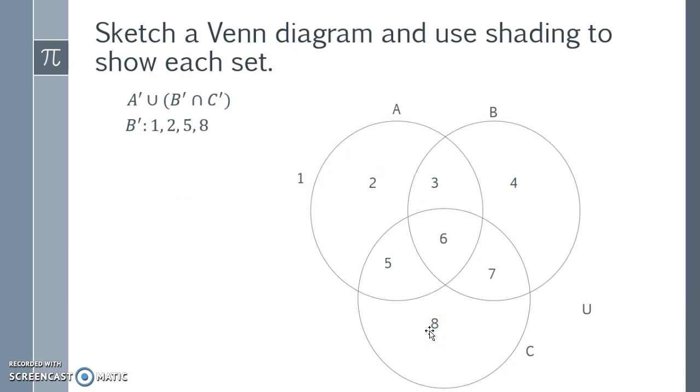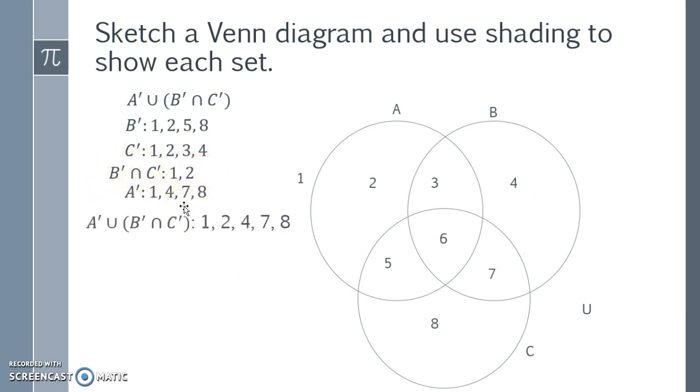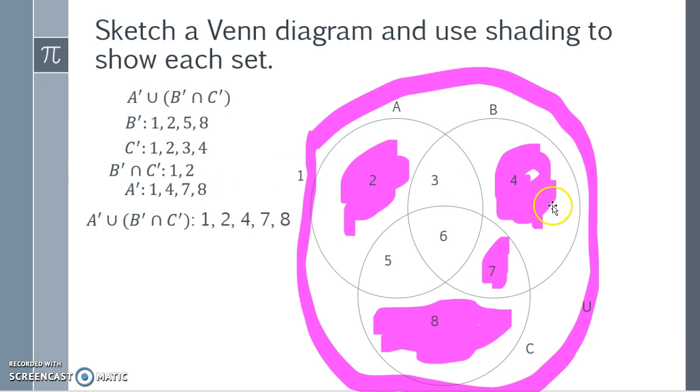And now I need to identify what is not in C. So what is not in C is 1, 2, 3, 4. I want to look for where they intersect each other. So where they intersect each other is sections 1 and 2. Now before I find the union, I need to identify what is not in A. So what is not in A would be sections 1, 4, 7, and 8. Now I need to find the union of these pieces. So the union would be all of those that are included, labeled there. So 1, 2, 4, 7, and 8. So sections 1, 2, 4, 7, and 8 all need to be highlighted.